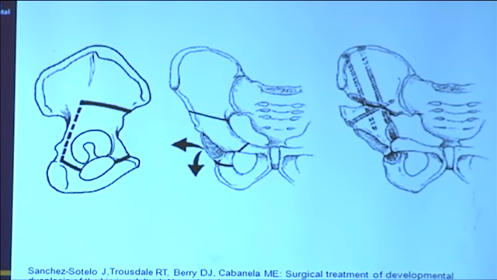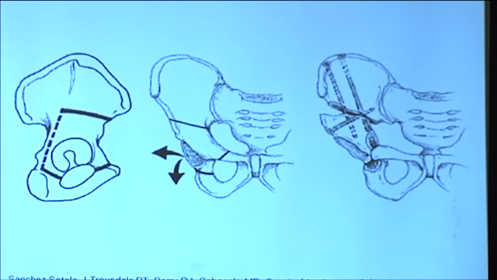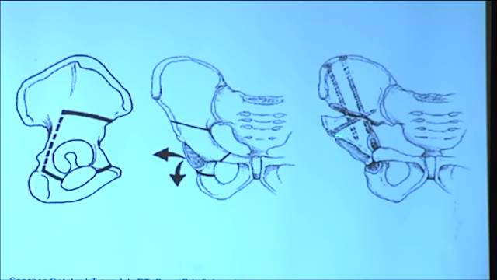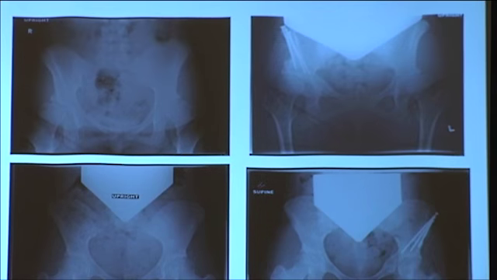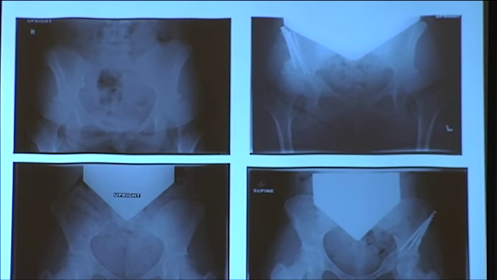So here's just another diagram. Again, this is your acetabulum. These are the 4 cuts that are made in the bone. Your acetabulum is then rotated, and then it's held in place in its new position with screws. So here are some real-life examples.